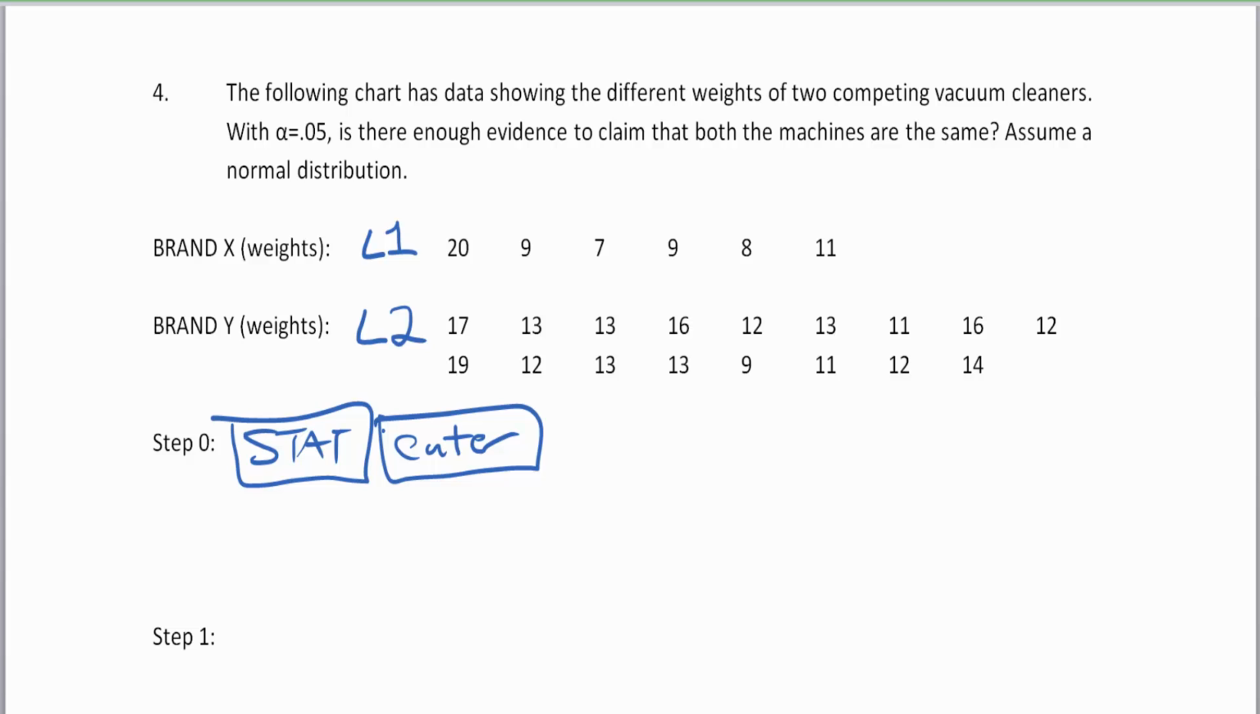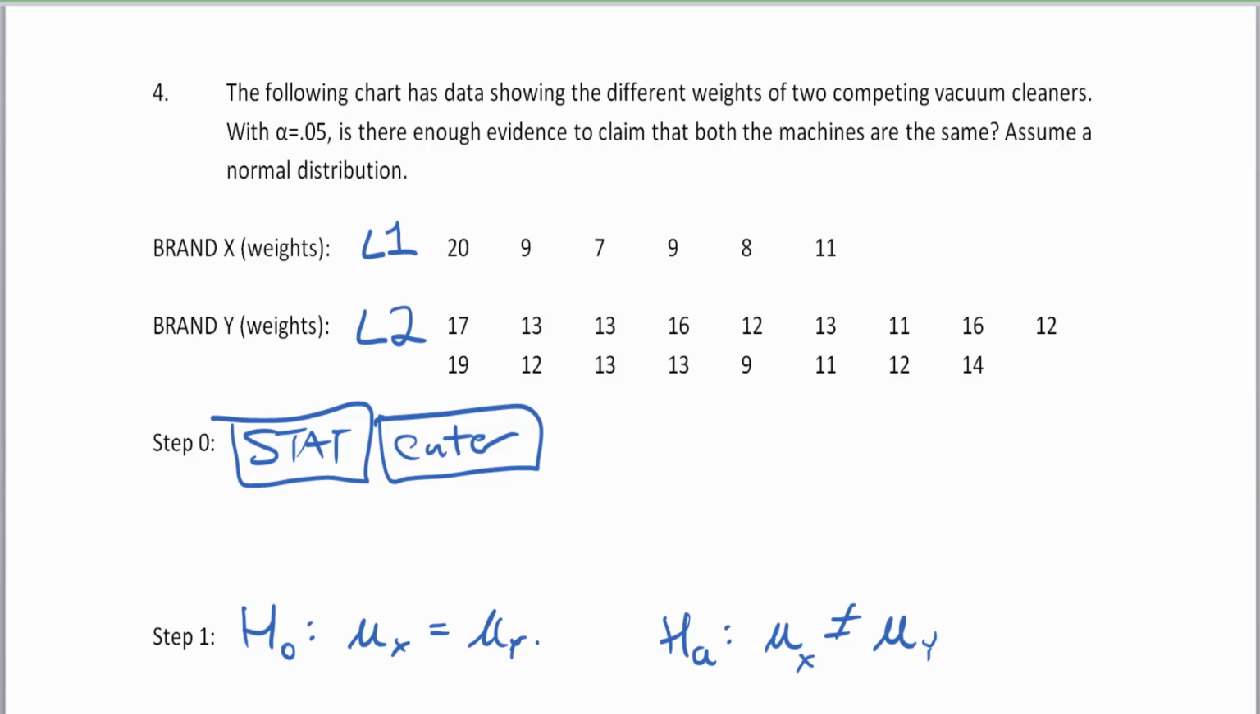So I don't want to go any further until I get down what it was saying about the hypothesis test, because it says, is there enough evidence to claim that both machines are the same? That is definitely a not equal to problem. Now, what do I want to use? Let's use X and Y for brand X and brand Y. And therefore, our null hypothesis is going to be that they are not statistically different enough.